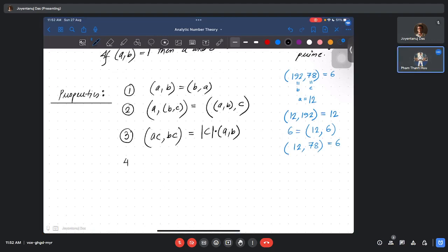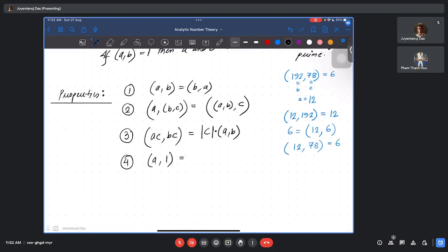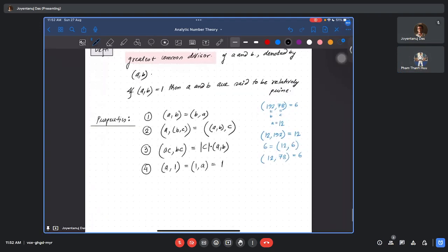The fourth property is simple. The GCD between 1 and A is always 1. The same between A and 1, that is 1. So these are the properties.